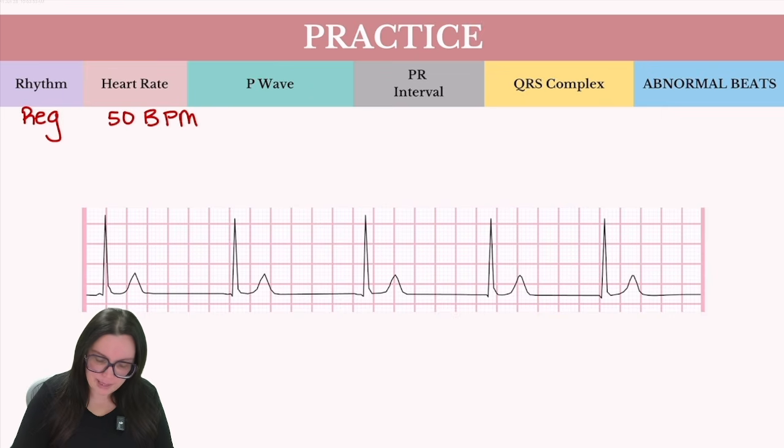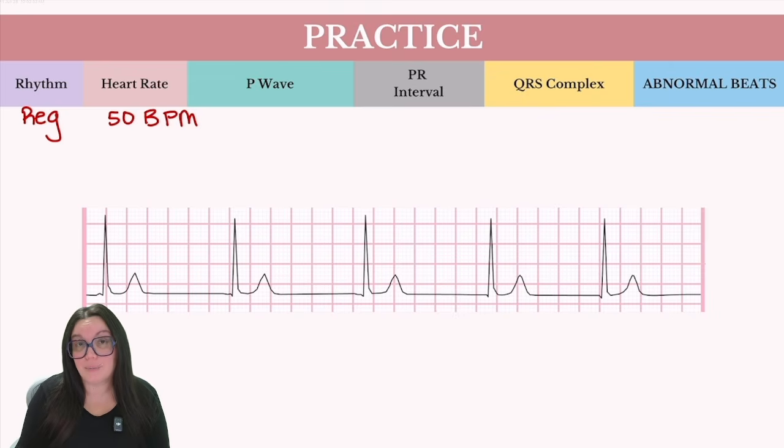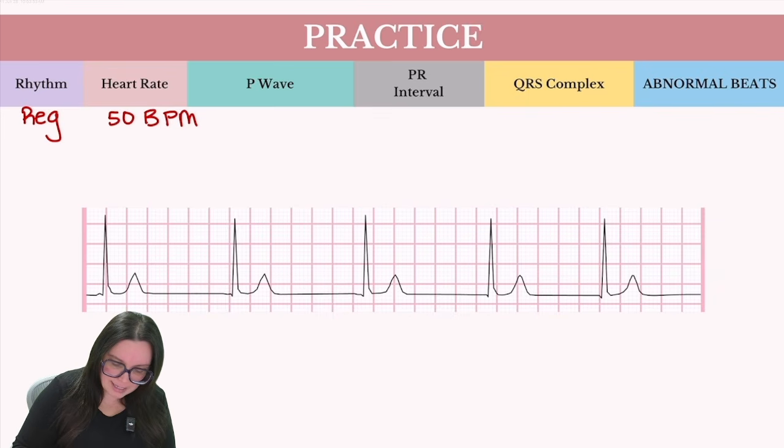Next up, do we have any P waves? Well, as you can see here, we have this flat line before each QRS complex, and we don't have any extra lines that would make it seem like we have some P wave someplace else. So in this case, I'm going to say that our P wave is absent.